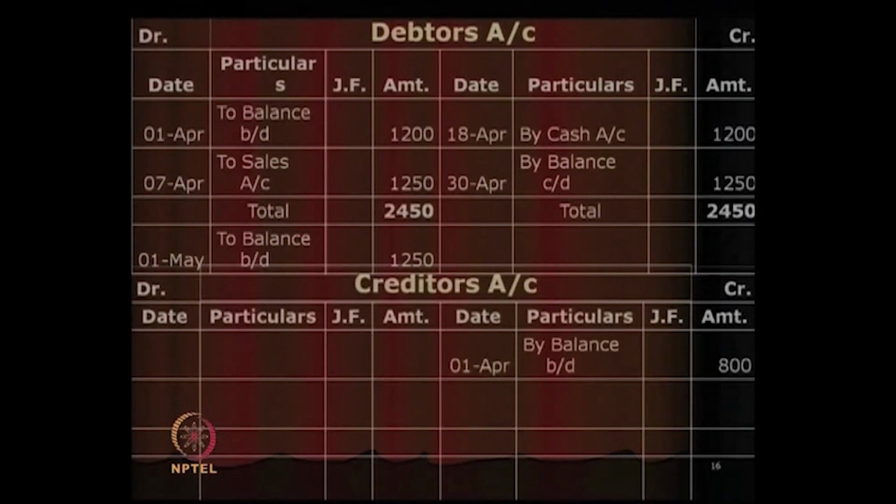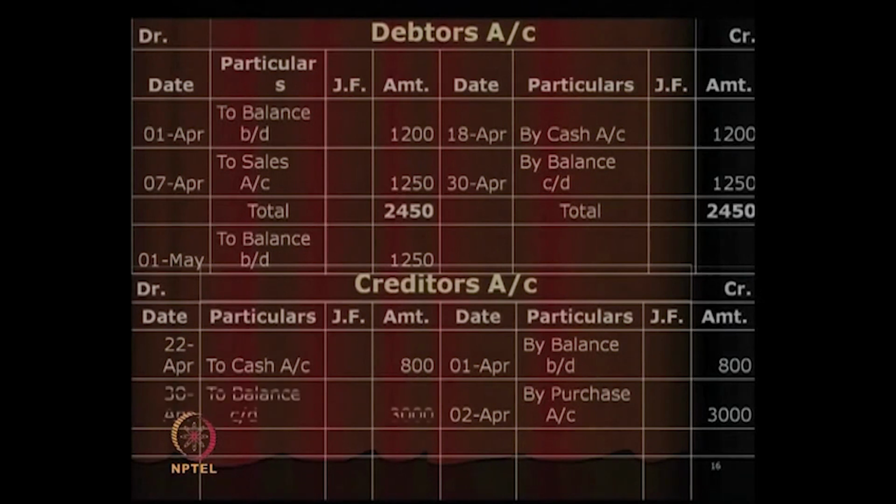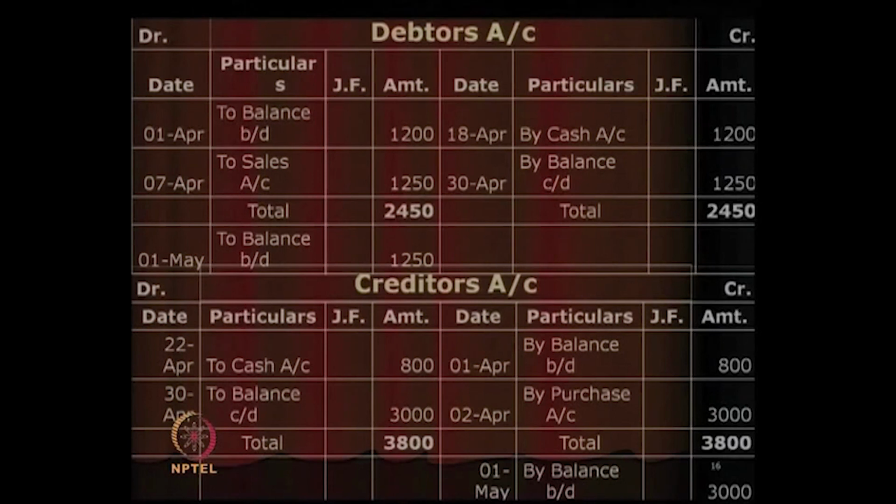Now, creditors account, there were 2 entries. There was a credit purchase of 3000 and cash of 800 is paid. So, there is a balance of 3000 that will be carried to next month. Have you understood the account making now? I know we are going a little bit in a hurry. I do not want to show you in much detail how you make the account, but just to have an idea as to how the journal looks like and how the ledger looks like, we are doing this exercise.